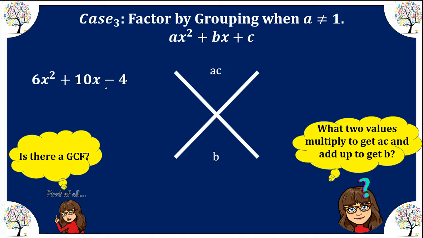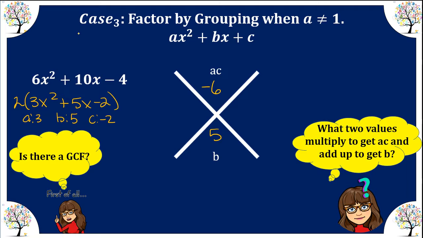6x squared plus 10x minus 4. Again, pause the video. We have a GCF of 2. That gives us 3x squared plus 5x minus 2. Our a value is 3. Our b value is 5. Our c value is negative 2. We're going to multiply 3 times negative 2, and our b value is 5.